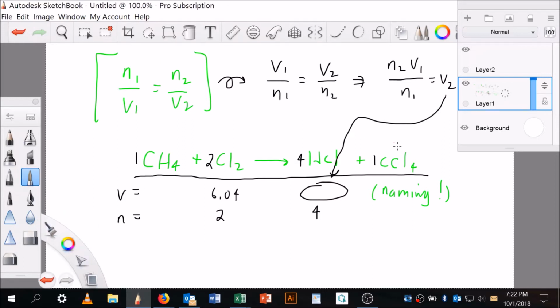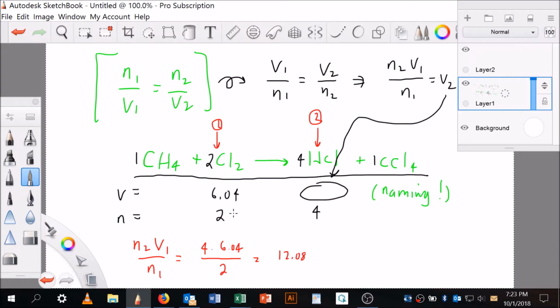I'm going to go with a different color now. What is N2? N2 is here. I'm calling that 2, and I'm calling this one 1, right? So N2 is 4. V1 is 6.04, and N1 is 2, right? So it looks like it's 2 times that. It's going to give me 12.08.